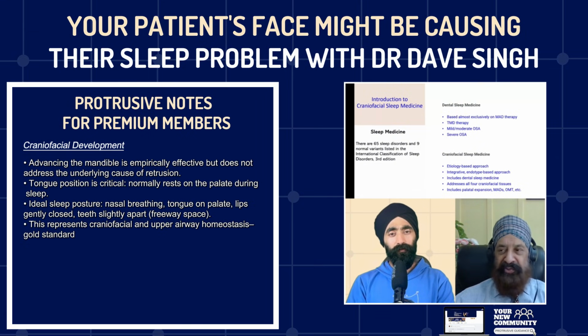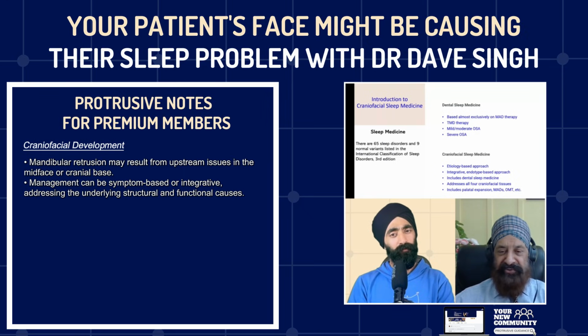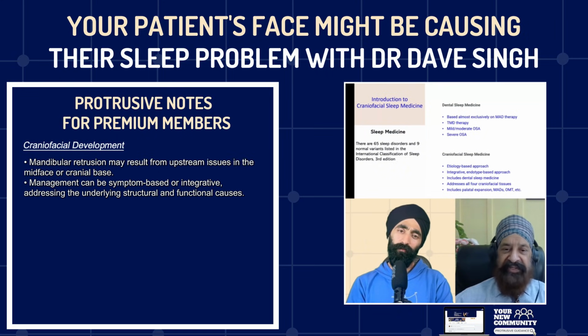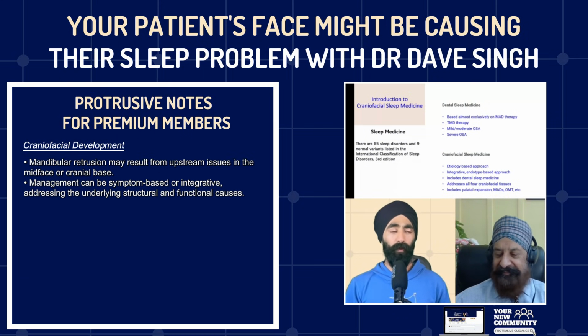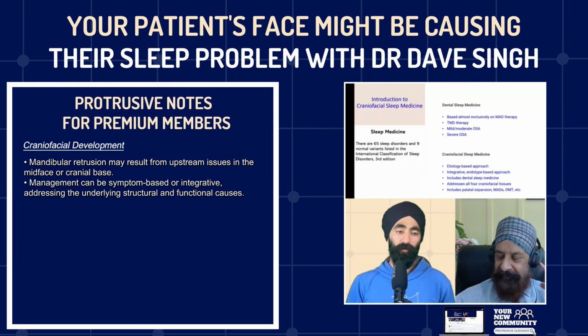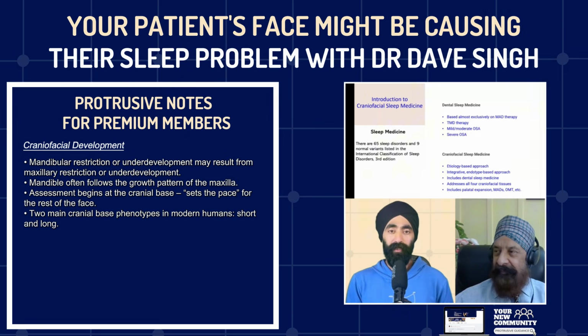Now the question is, why is that mandible retruded? Is there something upstream, the midface or the cranial base or something else, which is producing those clinical signs and symptoms? We can do symptom-based management, or we can take an integrative endotype-based approach to say, here's the underlying condition, let's see if I can actually correct that. Okay, so are we alluding to the mandible being restricted or underdeveloped because the maxilla was restricted or underdeveloped, and it follows suit? Yes, and we go even further up.